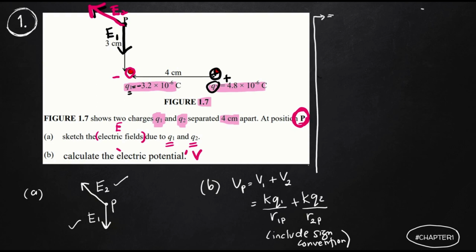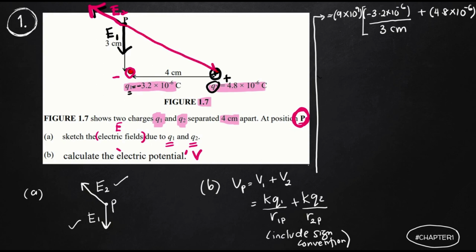So V is equal to K, which is 9 times 10 to the 9. You can factorize K. Your Q1 is negative, so you need to include negative 3.2 times 10 to the minus 6, plus Q2, which is 4.8 times 10 to the minus 6. R1P is 3 cm. R2P is here. This is our R2P.